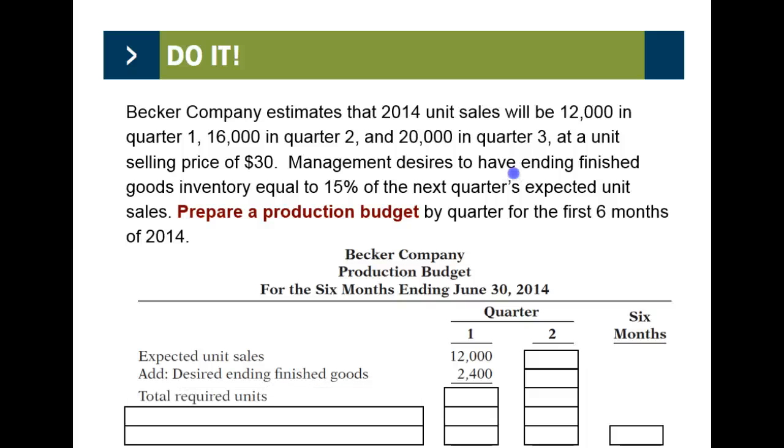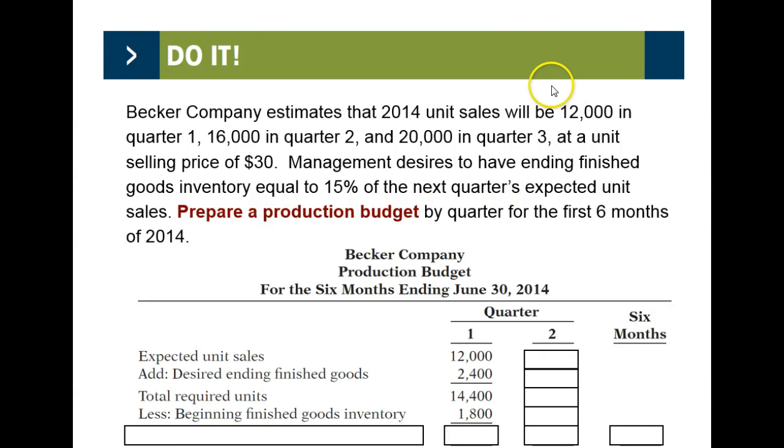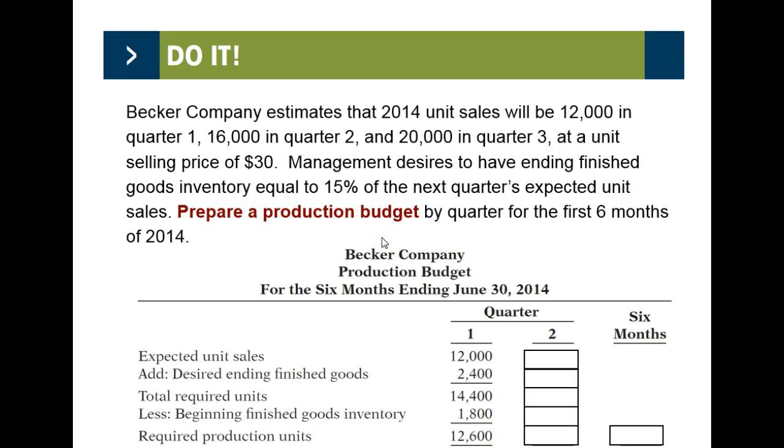Then we need 14,400 units, but we can show our finished goods inventory at the beginning of the quarter is 1,800, which we got because the 12,000 in sales, we needed to have 15% of those on hand at the previous period. So we need to produce 12,600 units.